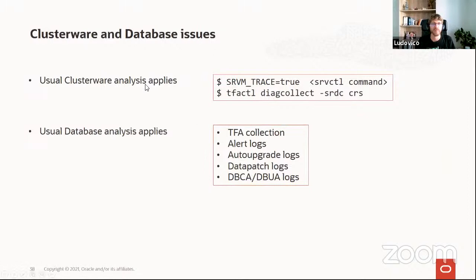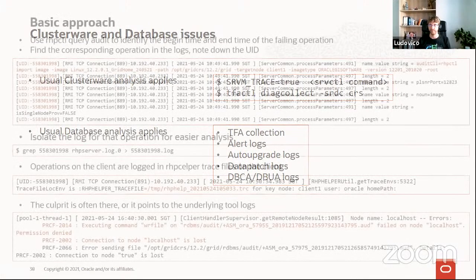And of course, if you have a problem with clusterware and database, the normal troubleshooting applies. So TFA collection, alert log, trace files, Data Patch log, AutoUpgrade logs, depending on what is failing, you can find the logs in the usual log directory of the tool. If it's a DBCA log, you will have the config tool logs somewhere. You should find that.